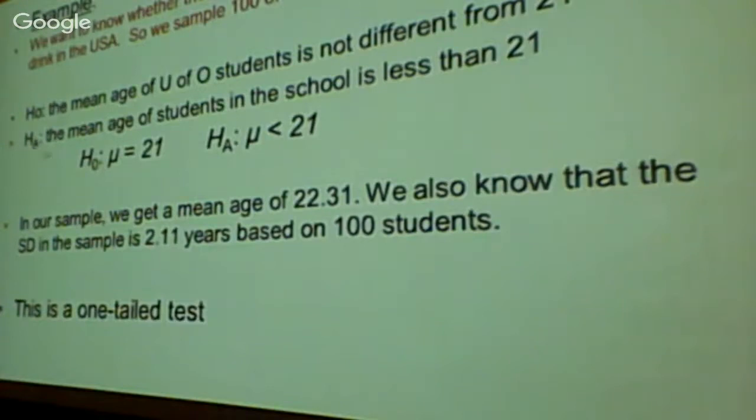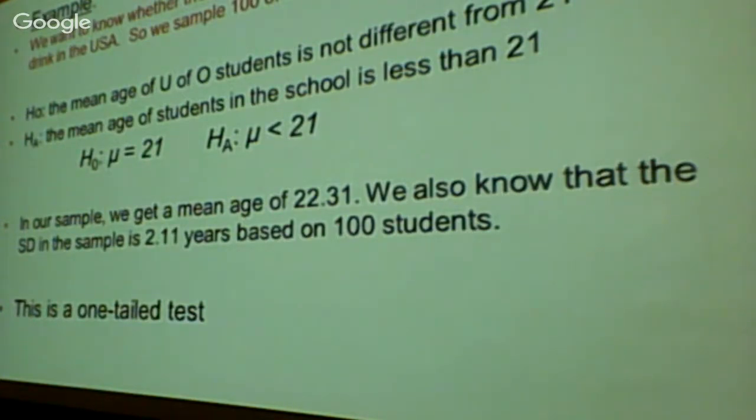The alternative is going to be the mean age of the students is less than 21. So does that have direction? Yes, it does. I care if it's less than 21, not that it's different. It's less than. So I know right now I'm going to apply a one-tailed test. This is how I write statistically my hypotheses. My null says that my parameter is 21. That's what I'm assuming here. My alternative is that my parameter is less than 21.